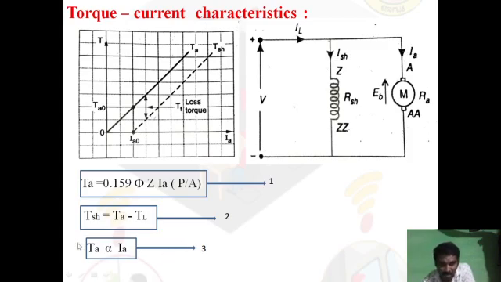So here if you observe the equation, as load varies, Ia varies. As Ia varies, the torque, which is directly proportional to the armature current, will vary linearly. Okay, therefore by the equation 3, what we can get: as load increases, Ia increases, as Ia increases, Ta increases. Therefore we will get a straight line.